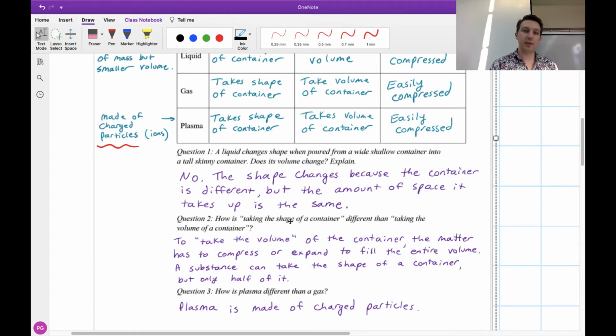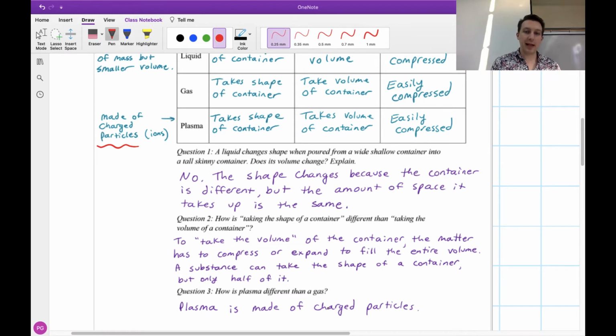How is taking the shape different from taking the volume? Well, when we take the volume, it means that it expands or compresses to fill the entire space. So it doesn't just take the shape, it fills up all of the space available. Whereas if it just takes the shape of a container, it would fill up as much as it can, right? So for my water bottle, maybe it only fills it up to here, but it takes the shape of this sort of rounded surface of my water bottle.